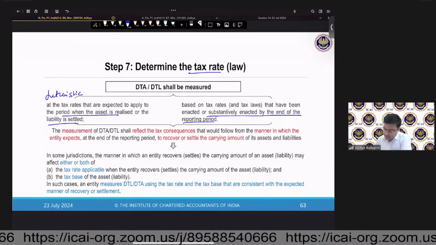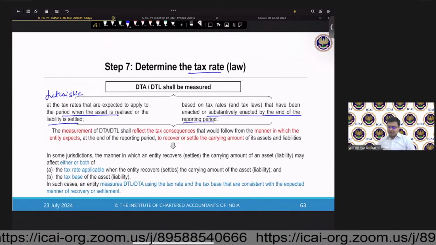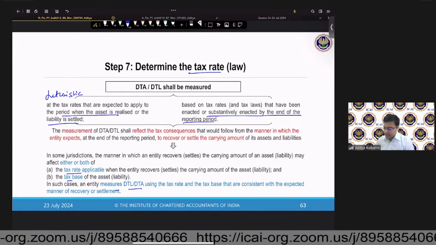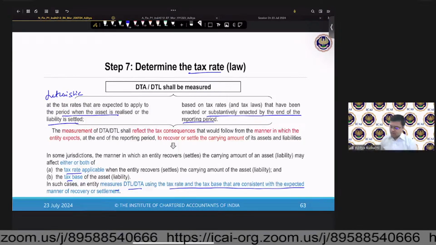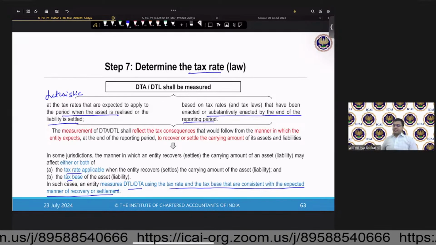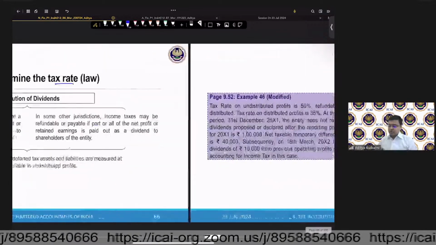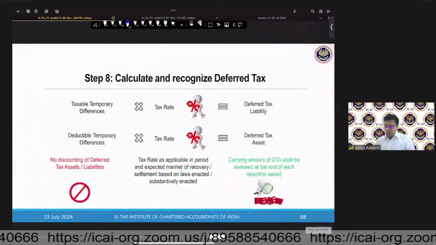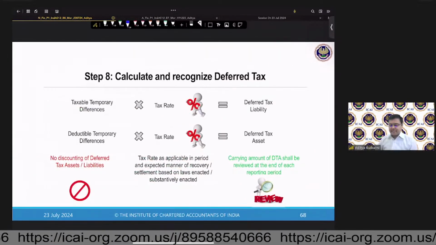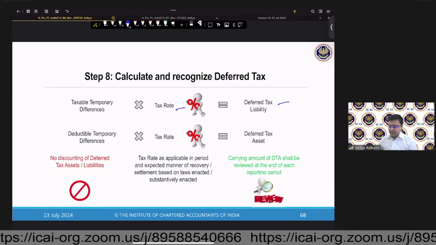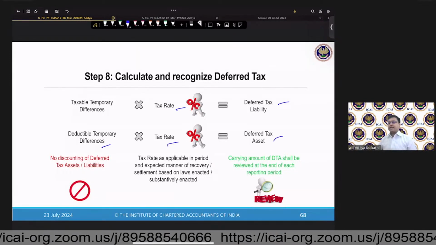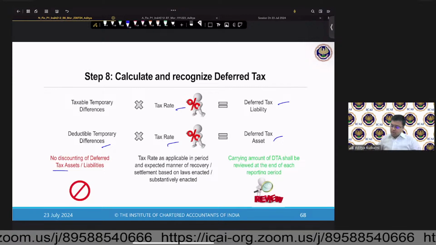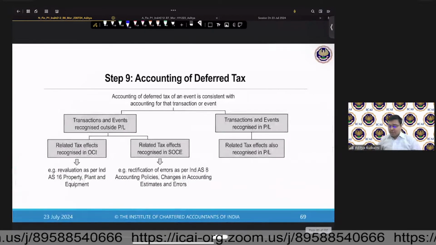In some jurisdictions, the manner in which an entity recovers the carrying amount may affect either the tax rate or tax base. In such cases, the entity measures DTL or DTA using the tax rate and tax base that are consistent with the expected manner of recovery or settlement. So these illustrations, please do try them. Calculating deferred tax: taxable temporary differences into tax rate gives you DTL. Deductible temporary differences into tax rate gives you DTA. No discounting of deferred tax assets and liabilities. Carrying amount of DTA to be reviewed at the end of each reporting period.